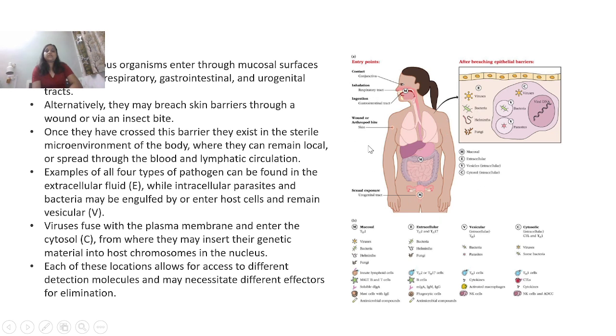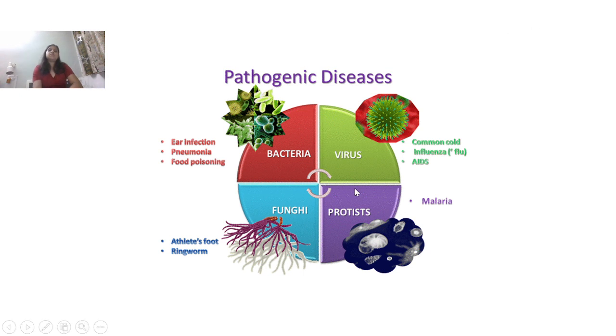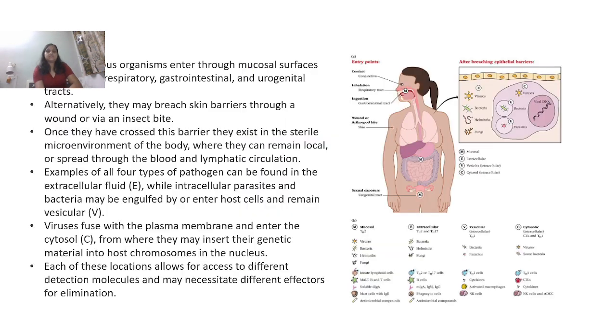There are different examples of all the four types of pathogens. The four types of pathogens include bacteria, fungi, protists, and virus. Bacteria can cause ear infection, pneumonia, food poisoning. Fungi can cause ringworm, athlete's foot. Protists can cause malaria, and virus can cause the common cold or flu or AIDS. So these are the four different types of pathogens which are capable of entering and interfering with our immune system.